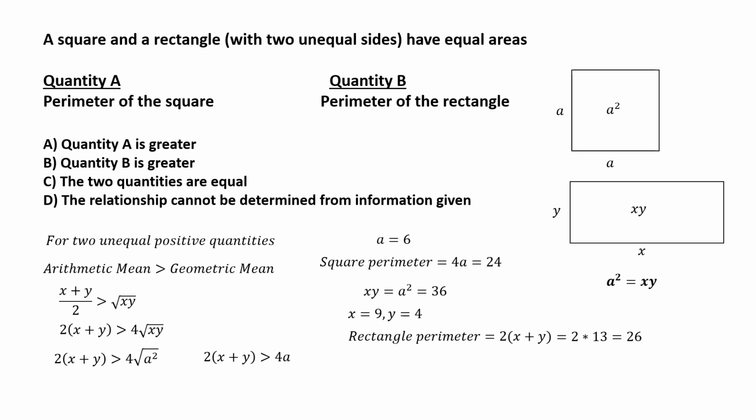And this is pretty much true for all possible sets of values of x and y, as long as they are different. And that's given in the problem, that we have two unequal sides, right? So this is a more generic way of coming to the conclusion that the perimeter of the rectangle is greater than the perimeter of the square. So the correct choice in this case will be option B.